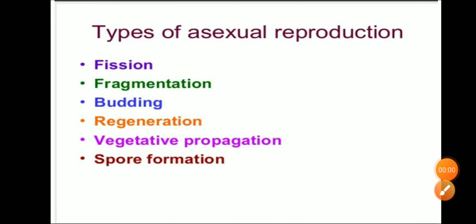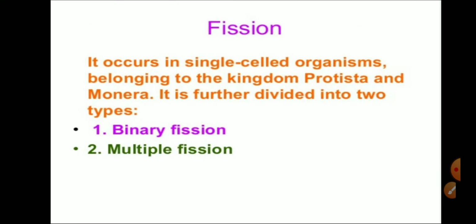Hello students, in this video we are going to study about types of asexual reproduction. So let us start. Very first we have the fission. There are various modes of asexual reproduction: fission, fragmentation, budding, regeneration, vegetative propagation and spore formation. So let us start with the fission.